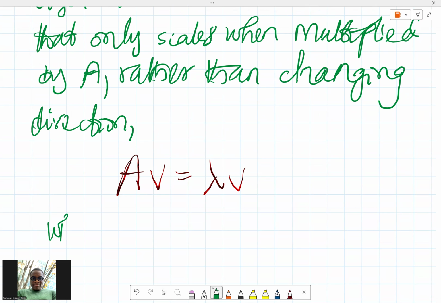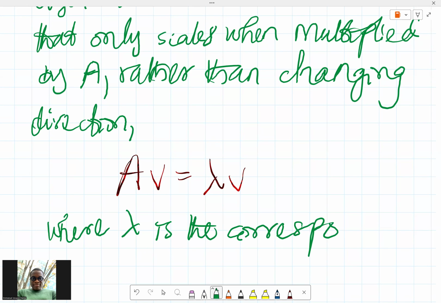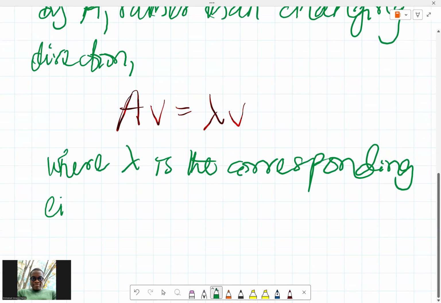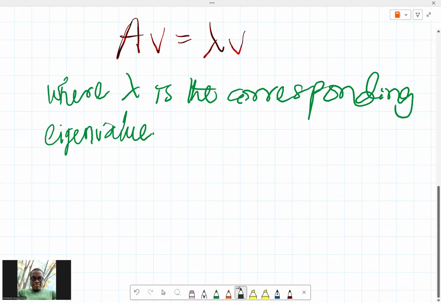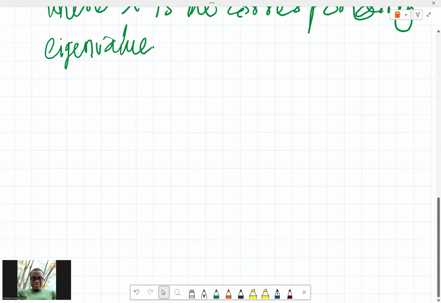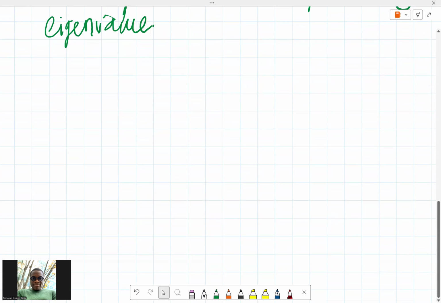Where lambda is the corresponding eigenvalue. So that eigenvalue is what scales it. Okay, so that's basically that. Again, if you want the in-depth understanding of this, please head over to the matrices playlist. That was my first playlist on this channel.